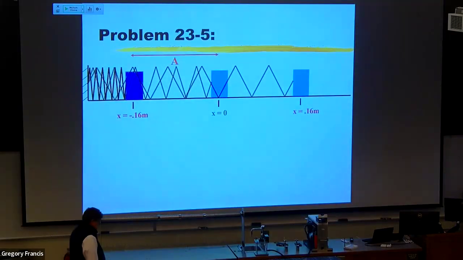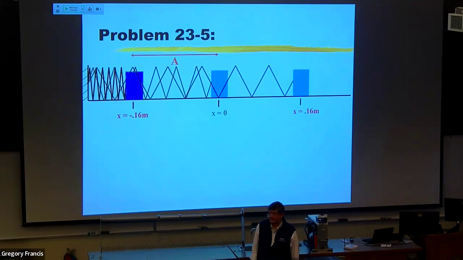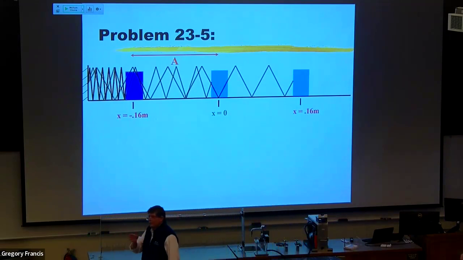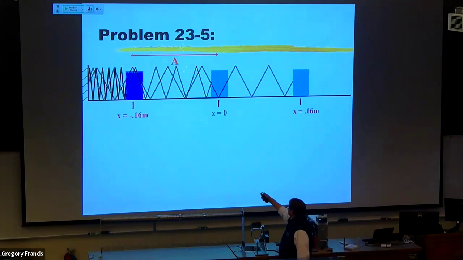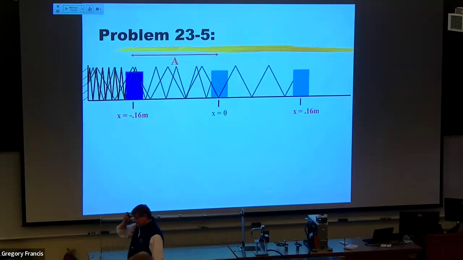So this is a problem that is on your homework. And you remember we talked last day about this situation where the block bounces back and forth between these turnaround points. And we were told in this problem that the amplitude of the oscillation, that's the capital A, was 16 centimeters. And that might be different for each one of you, but we're going to pick 16 centimeters.